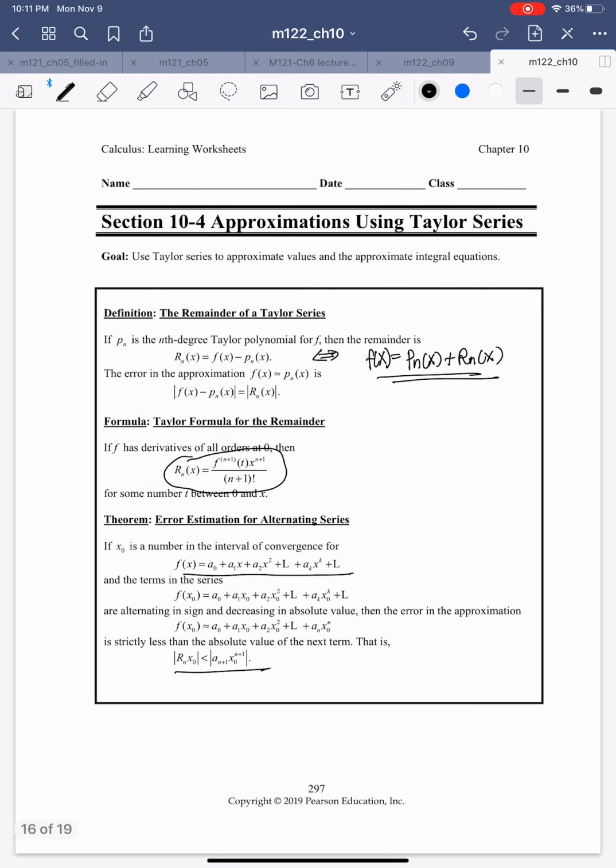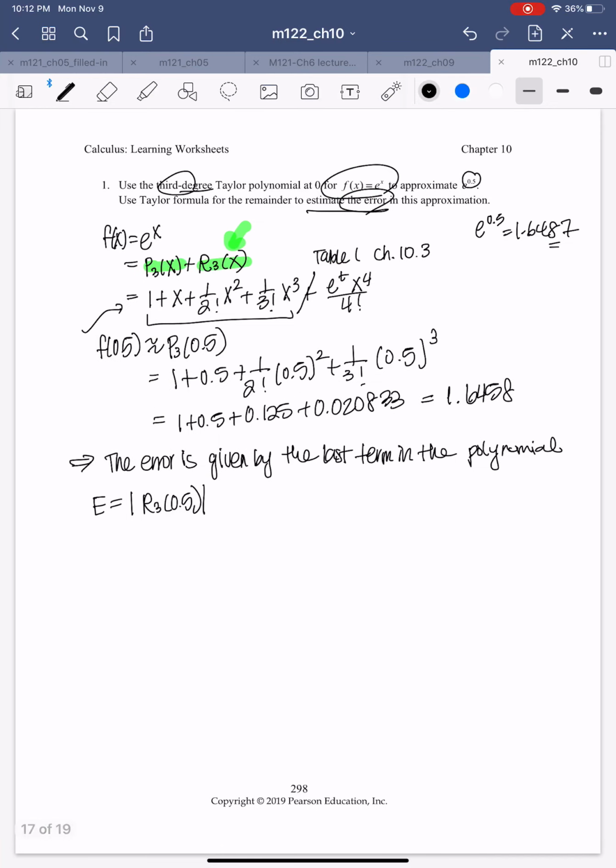That's your error bound, which is R sub 3 of 0.5. And you can do this by finding this part over here. So R sub n is f of n plus 1 of t, so that's e to the t, times x, which is 0.5, raised to the 4. We go one more. 3 was our nth degree, so 4, 3 plus 1, and then 4 factorial, 3 plus 1. So that's your error bound.